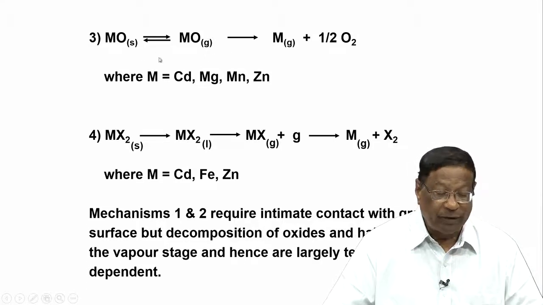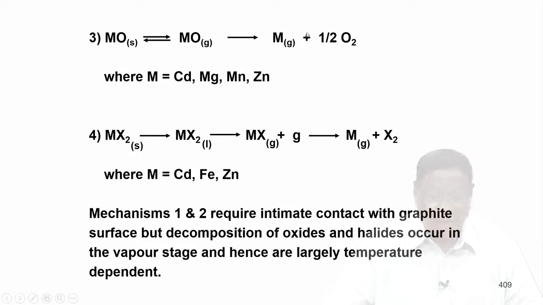Okay. So, the third one is metal oxide, we have, it forms metal oxide gas straight away, and then that gets reduced to metal and then oxygen is released. This kind of mechanism is prevalent for cadmium, magnesium, manganese and zinc.